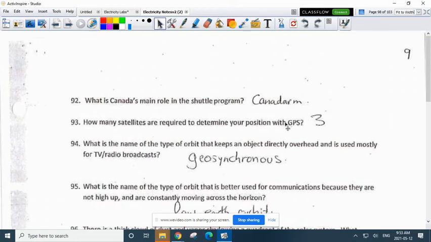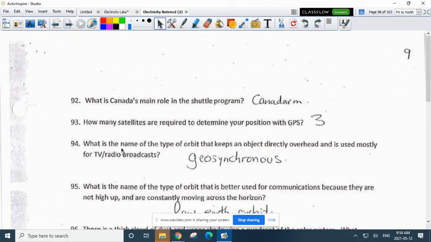What's Canada's main role in the shuttle program? It was the Canadarm. We also have research scientists too, but that's our main arm job was Canadarm. And Canadarm1 was on the space shuttle. Canadarm2 is on the space station, and they're talking about Canadarm3, which will be on the lunar station at some point in time. How many satellites are required to determine your position with GPS?